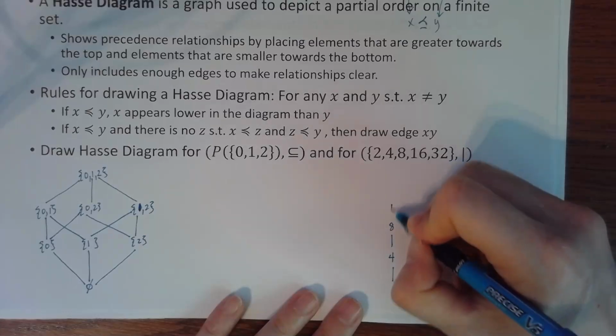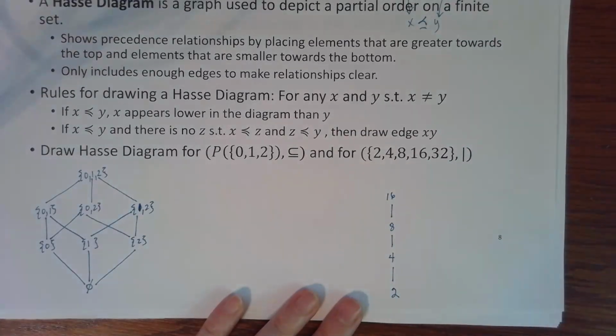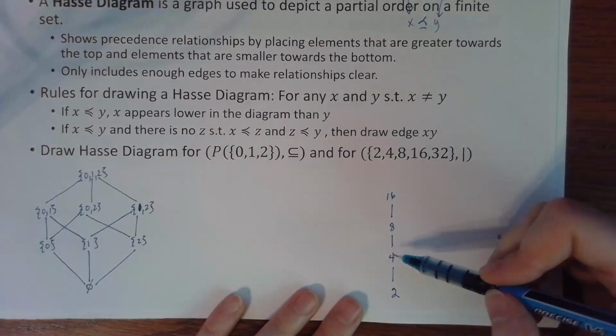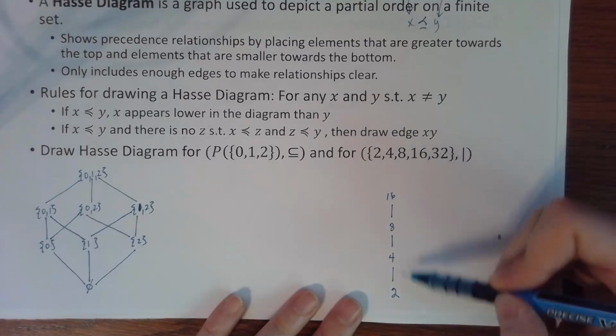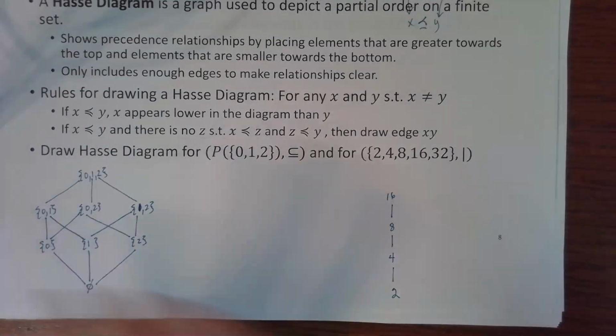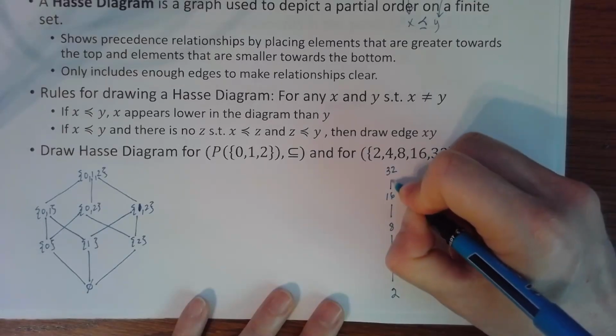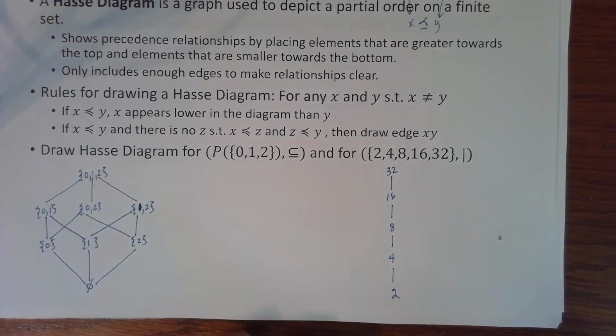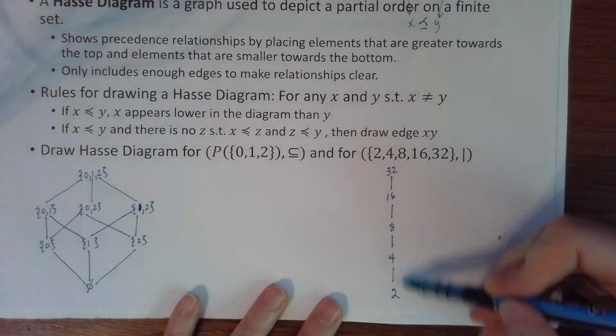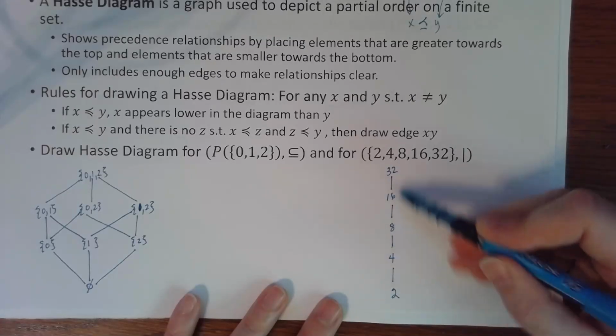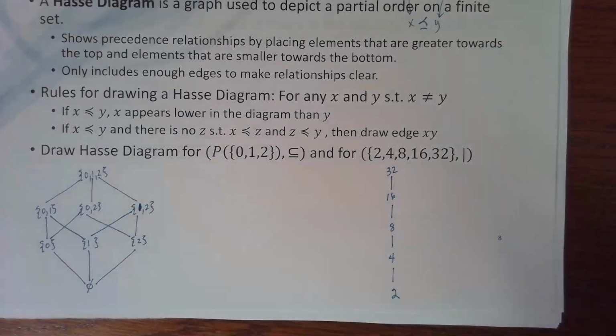Then 8 divides 16, so that will have to appear at a higher level. And then because there's an upward path from 4 to 16, from 2 to 16, those are all implied. Because 16 divides 32, 32 would have to be at a higher level. And because we've got upward paths from 2 to 32, 4 to 32, 8 to 32, we know that those are all related as well.